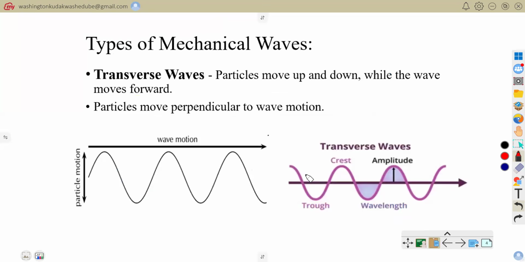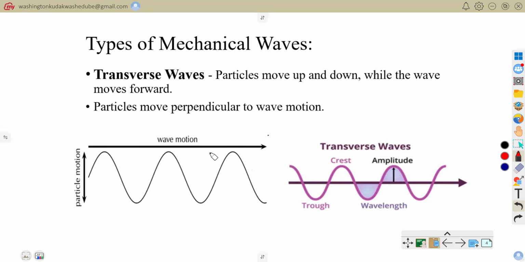Now let's explain fully what we refer to as transverse waves. What is the difference between transverse waves and longitudinal waves? Transverse waves are waves where the particles of the medium move up and down while the wave is moving forward. Or else we say that the particles move perpendicular to the wave motion.